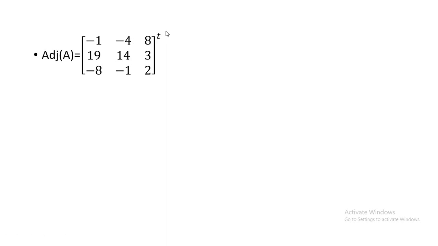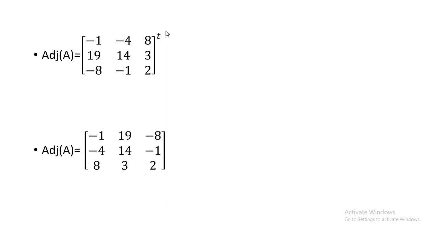Now what exactly is the transpose? Transpose is basically converting rows into columns. So this was initially my first row, now it will be my first column. This is my second row, it will be my second column. This is my third row, now it will be my third column. See, minus 1, minus 4, 8 is now converted into my first column.